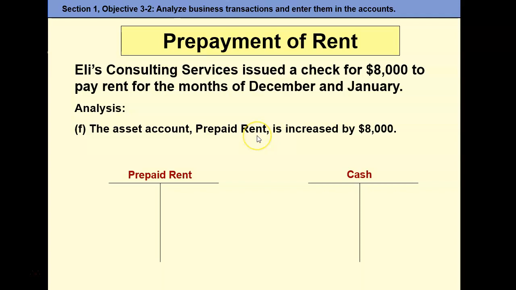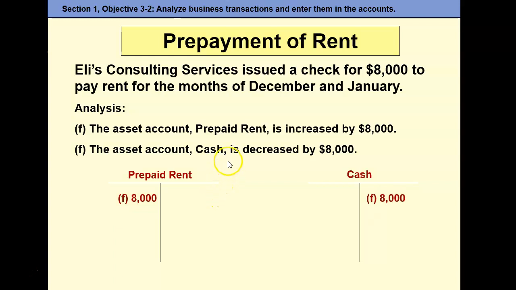The prepaid rent account is going to increase by $8,000, whereas our cash account is going to decrease by $8,000. We're now going to apply the rules of debits and credits. Assets, prepaid rent, increase on the debit side, while assets, cash, decrease on the credit side.